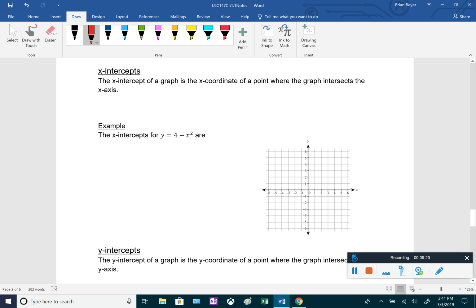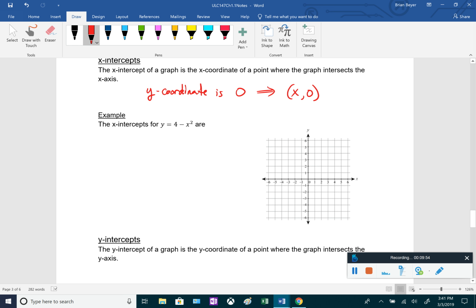Okay, so for the next thing, we'll take a look at the intercepts, starting with the x-intercept. The x-intercept of a graph is going to be the x-coordinate of a point where the graph intersects the x-axis. So for the x-intercept, the y-coordinate is 0. So as an ordered pair, that would be x, 0, whatever the x-intercept is, 0.